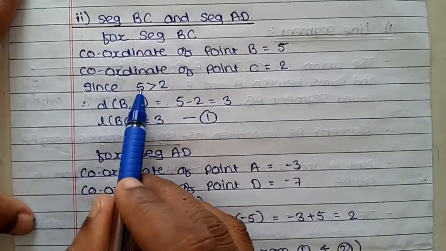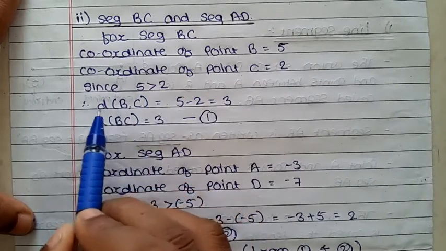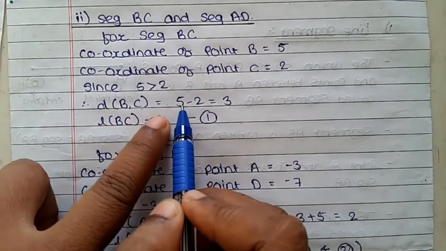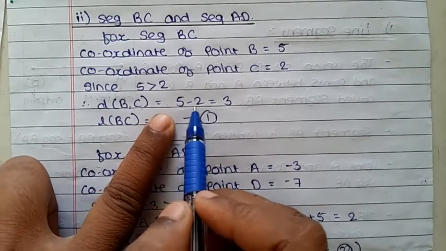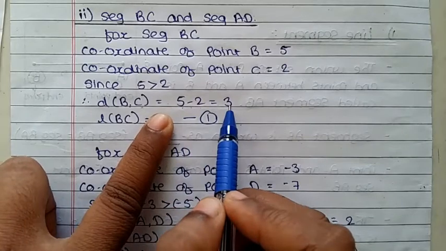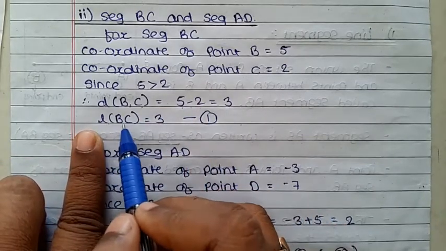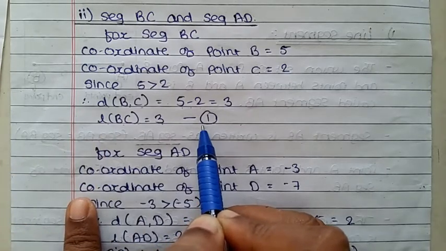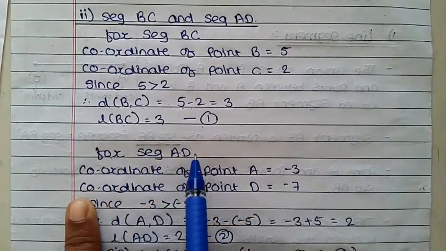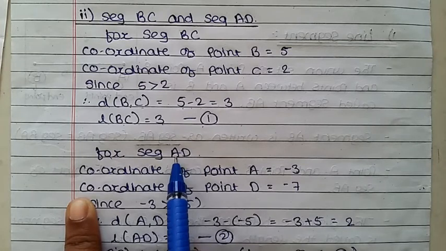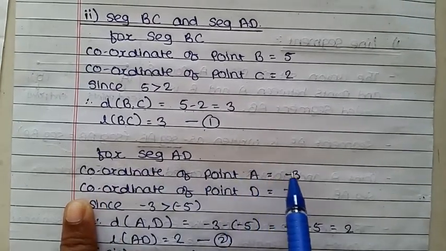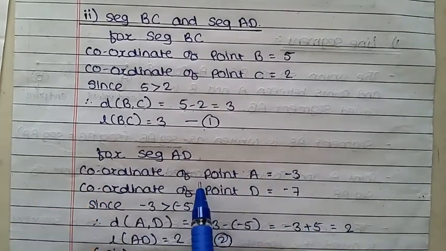Which is the greater one? 5 is greater than 2. So how do we calculate the distance between B and C? We subtract the smaller from the greater: 5 minus 2 is equal to 3. Therefore the length of BC is 3. Clear? Next, for segment AD, there are 2 points, A and D. Find out the coordinates of A and D. The coordinate of point A is -3, as shown in your table.